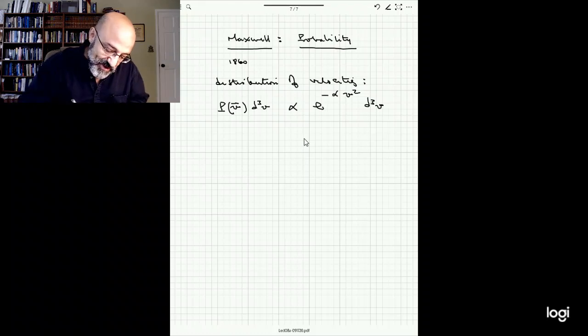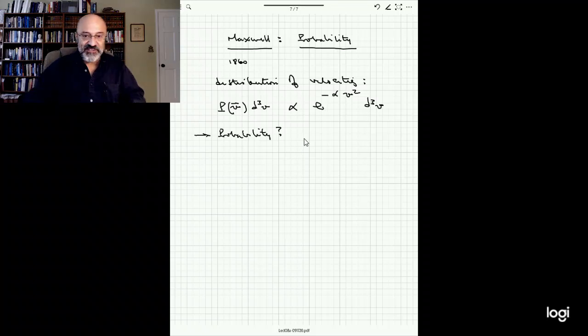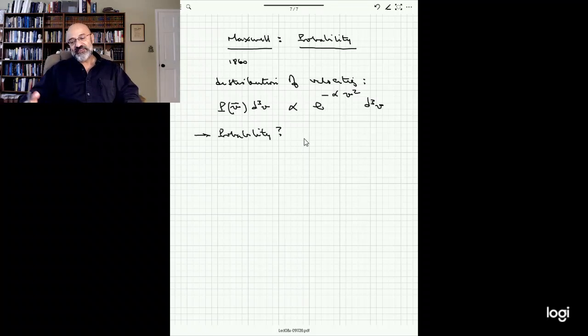But what do we mean by the distribution? What do we mean by probability? We're going to see this theme repeat itself over and over again. People use the term probability without really knowing what it is that they're talking about. So Maxwell had two definitions of probability.